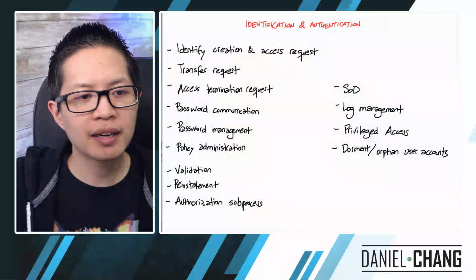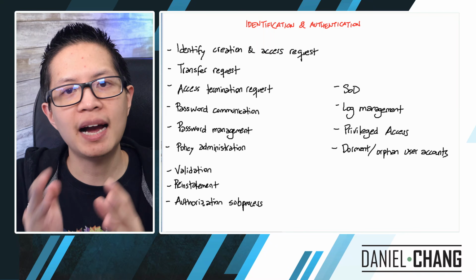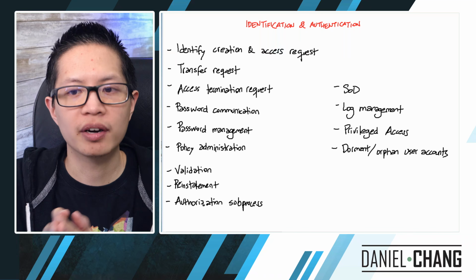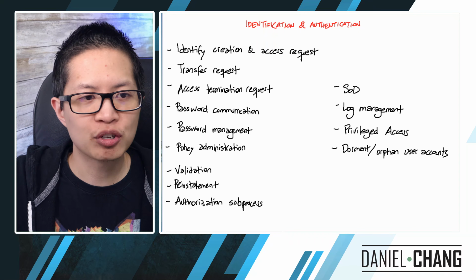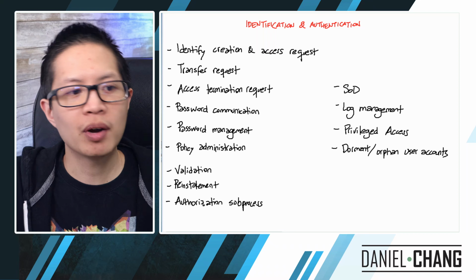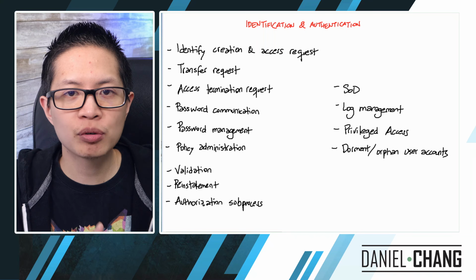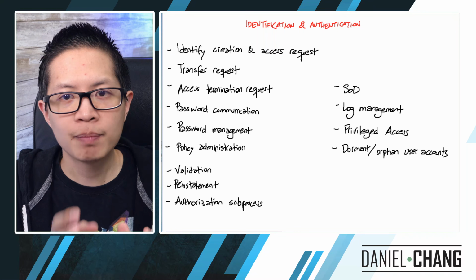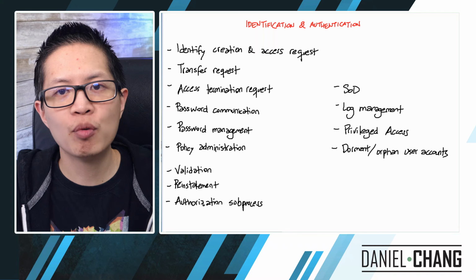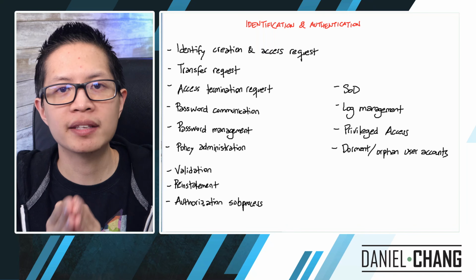So that means transfer request, making sure that we're not just granting the access that the person needs, but also removing the access that the person no longer needs. Which will go back to the third one, which is access termination request. That happens if someone actually left the company and no longer needs that access. So making sure that you are, as an IT person, not the IS auditor, but the IT person, actually removing and terminating the access of that user on a timely basis.